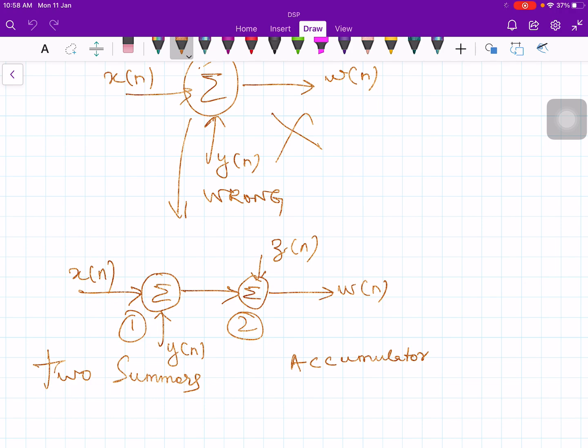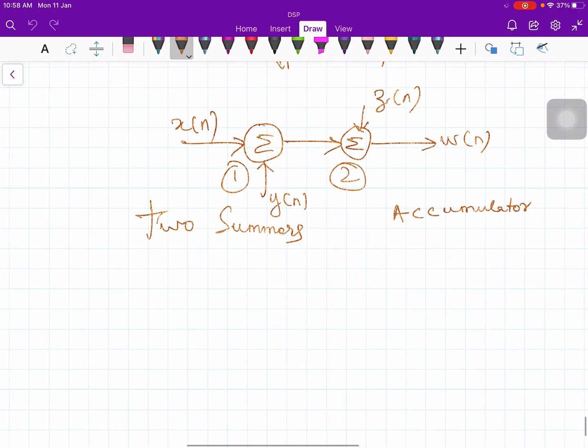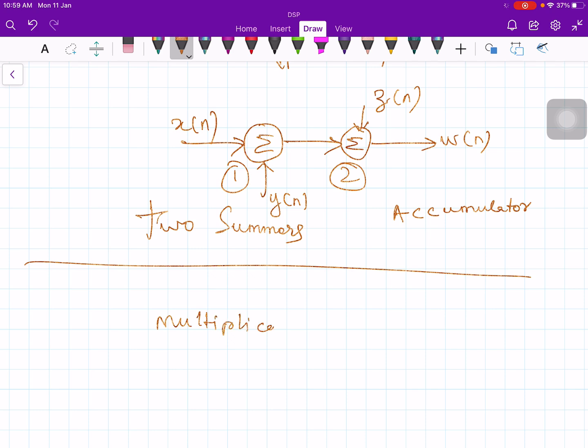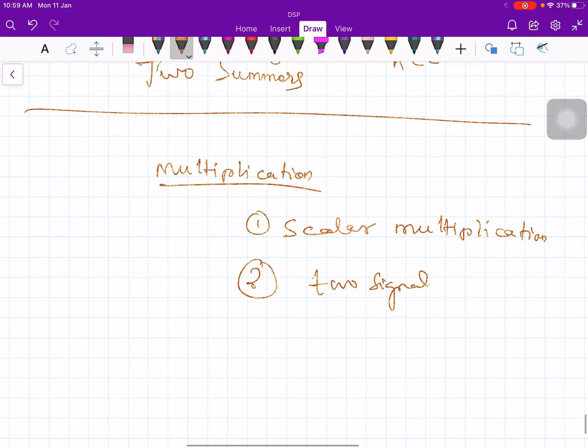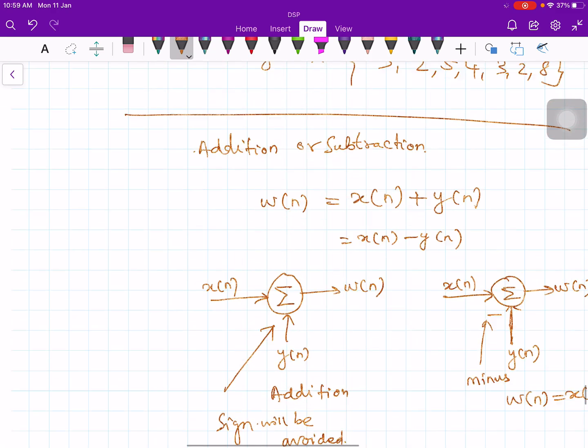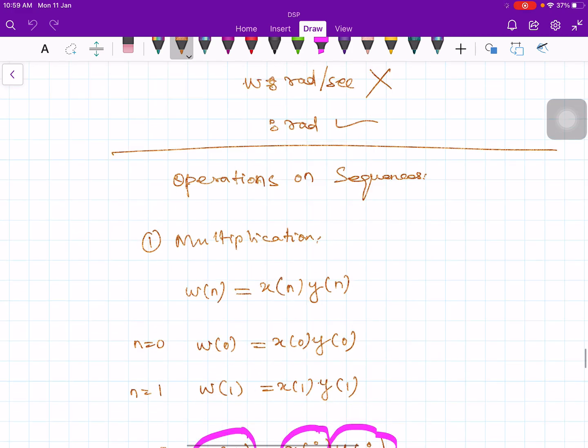What is the next point that I would like to say? Yes, and then in multiplication also there are 2 types of multiplication. I forgot to mention that. So one is scalar multiplication, and second one is 2 signals multiplication. So this we already discussed, 2 signal multiplication. If you look at here, this one, normal multiplication. x of n multiplied by y of n.